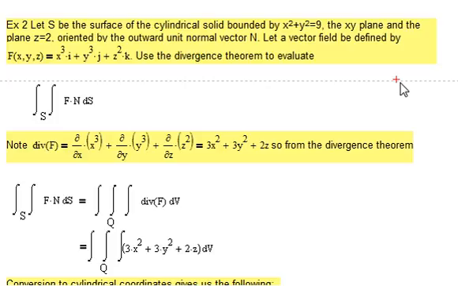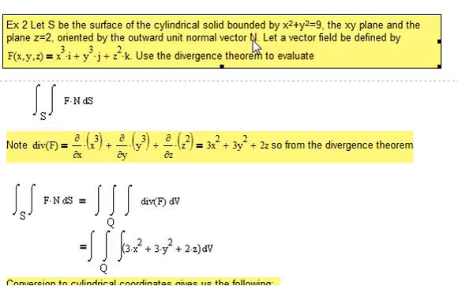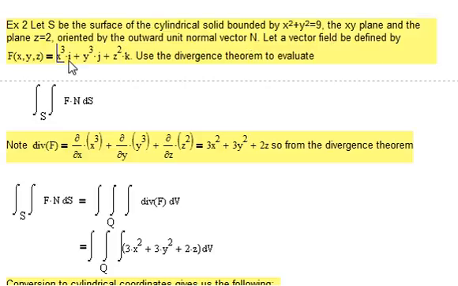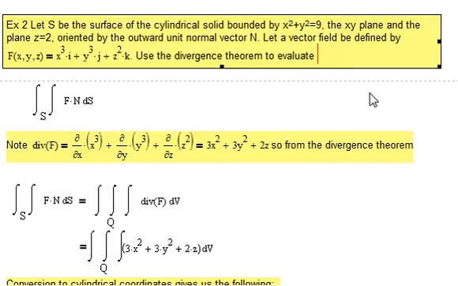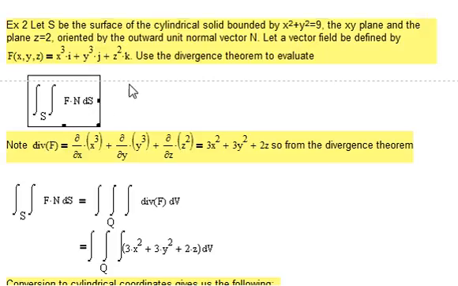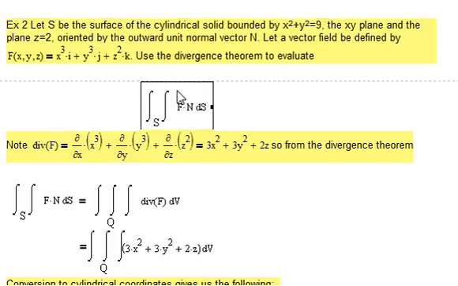Now that changes things, because this really is a can now. It's a can of radius 3 and height 2. And so here's the question. It's oriented by the outward unit normal vector n, and let a vector field be defined by F of x, y, z equals x cubed i plus y cubed j plus z squared k. Use the divergence theorem, Gauss's theorem, to evaluate the surface integral of F dot n dS.